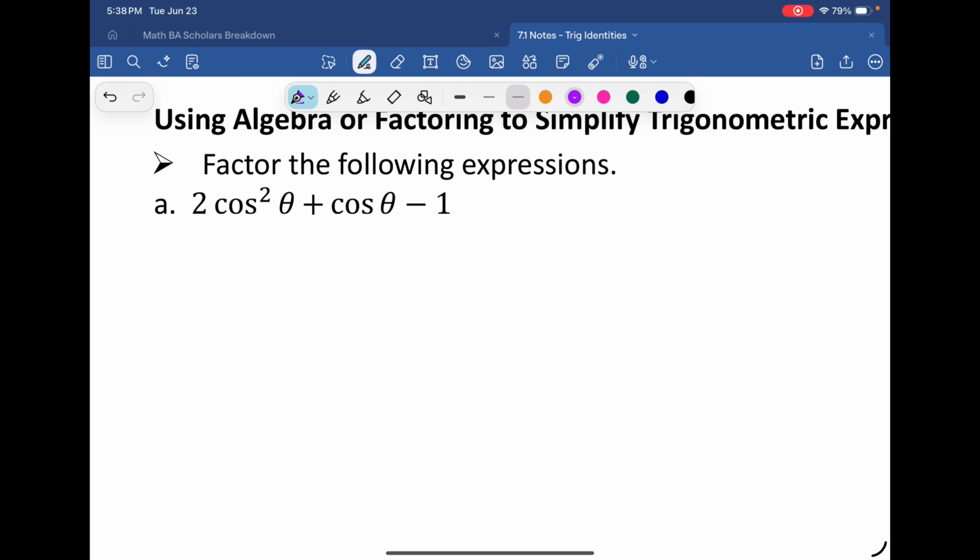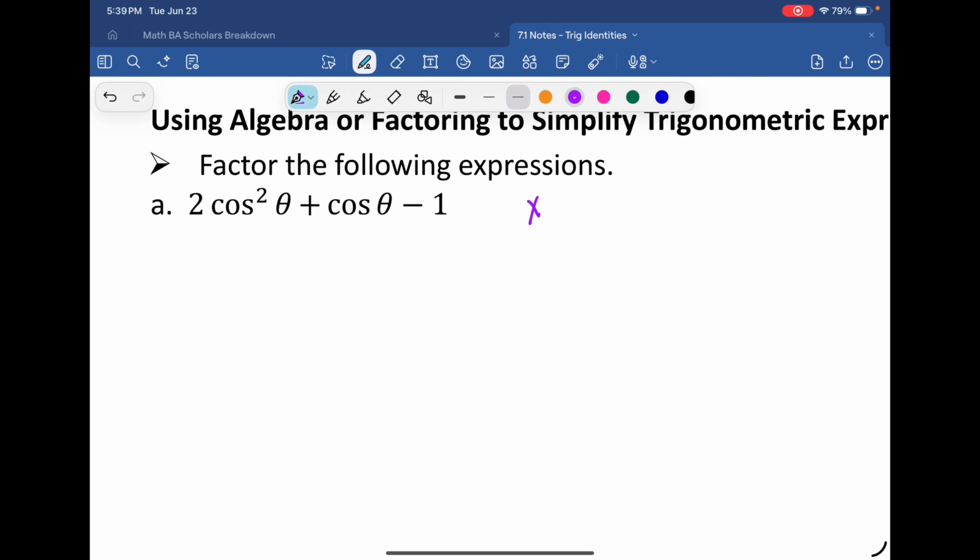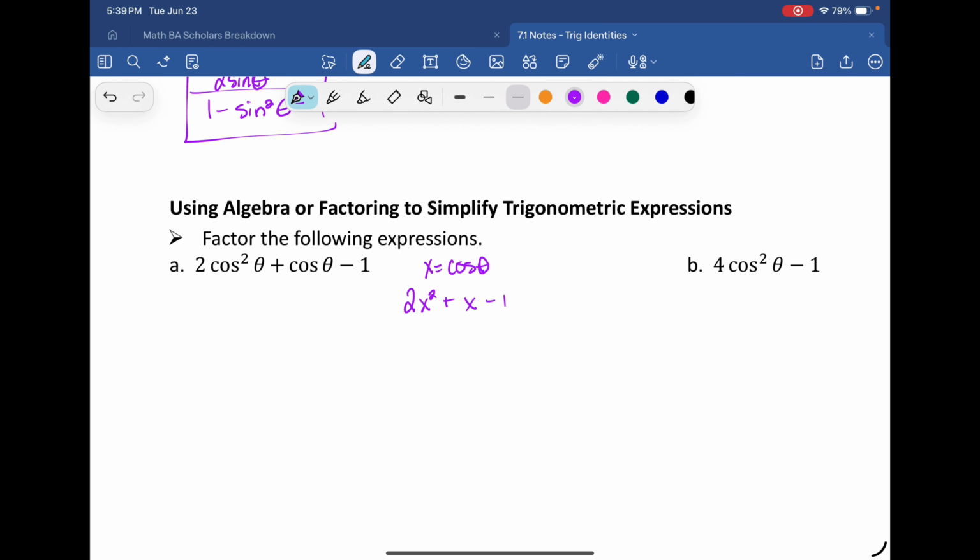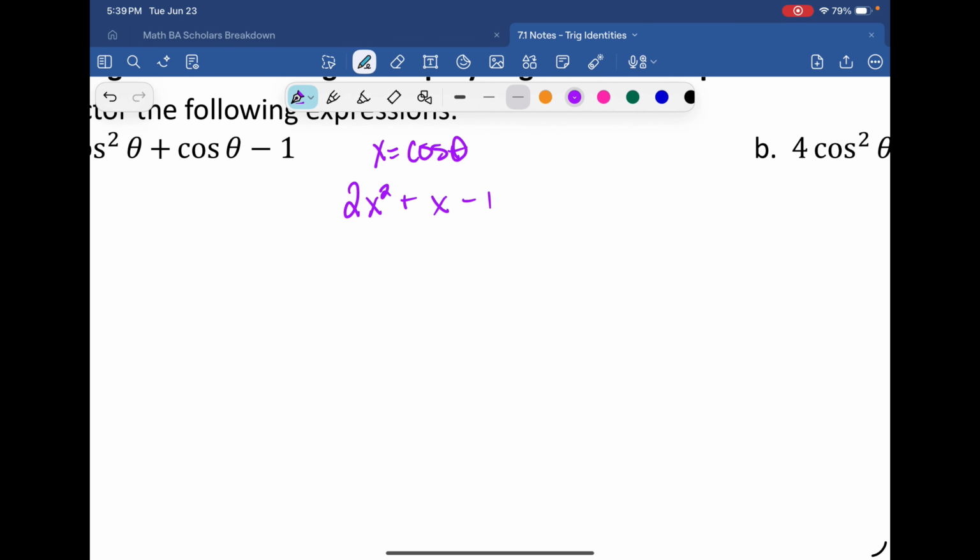I find it easier to write these in terms of x. So I'll say let x equal cosine theta. So 2 cosine squared becomes 2x squared, instead of cosine, x, and then minus 1. I don't care how you learn to factor. Okay, you can do the x method. You can do slide and divide, which I'm still not quite sure how to do. Guess and check. I factor by grouping.